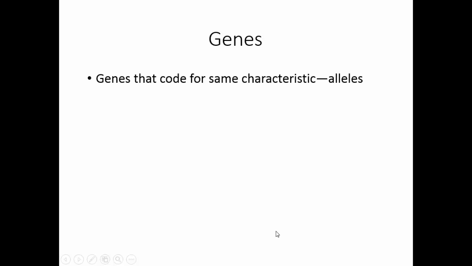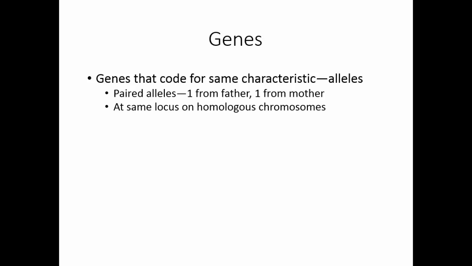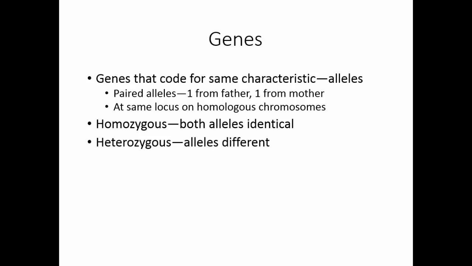Genes that code for the same characteristic are said to be alleles. We have paired alleles because we have paired genes. One allele for each trait comes from the father and one comes from the mother. Alleles are at the same locus or location on the homologous chromosomes. An individual is said to be homozygous if both alleles are identical. They're heterozygous if the alleles are different.